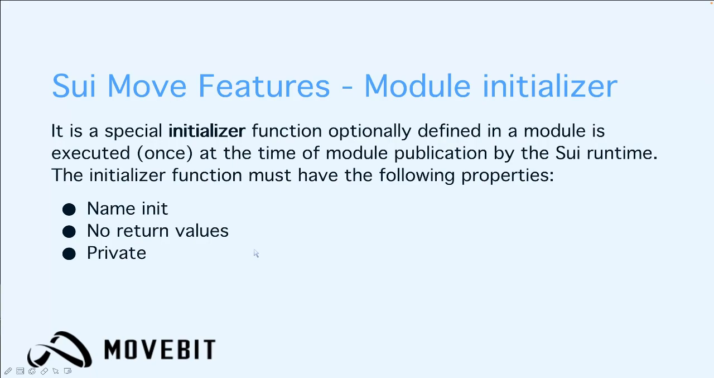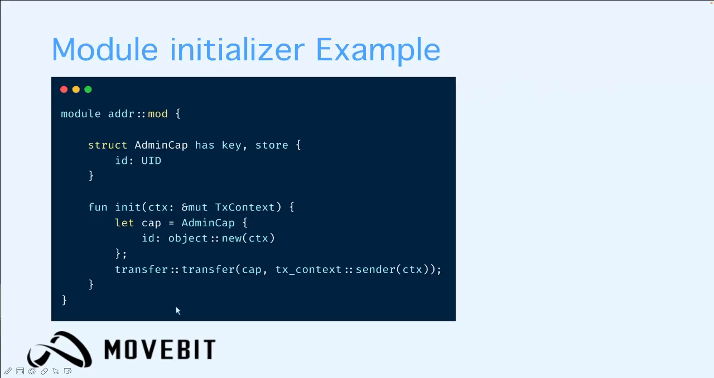Okay, so here is a code example of the module initializer. The code below defines a module with an initializer to initialize the admin cap object, and then it transfers it to the contract deployer. So this is a pretty common way to set access control, and we'll come back to this later in this course. The init is called when the contract is published or deployed, and it can be executed only once, as we have mentioned.